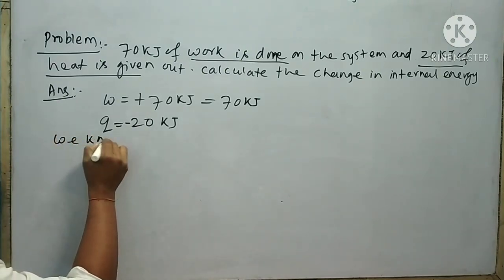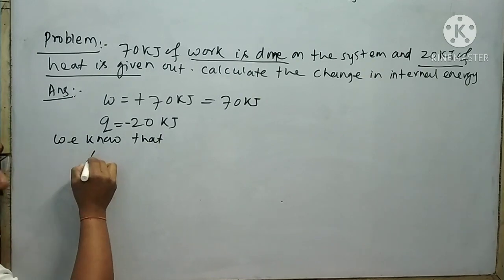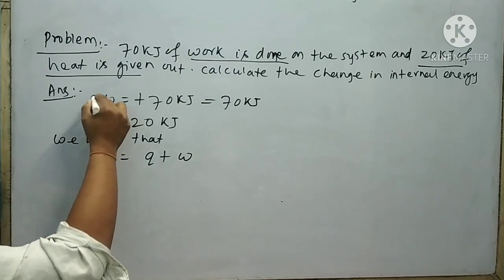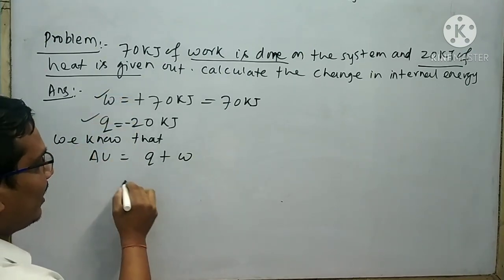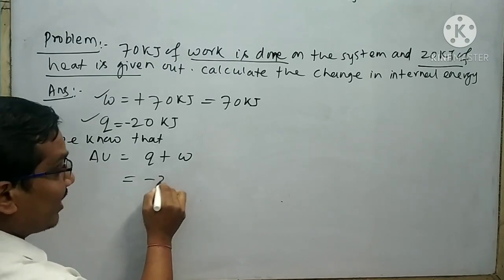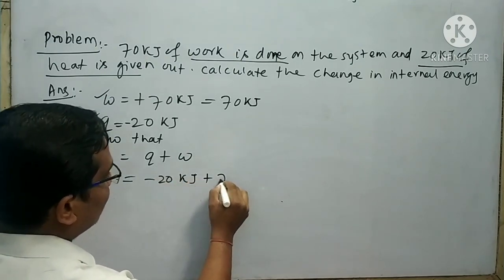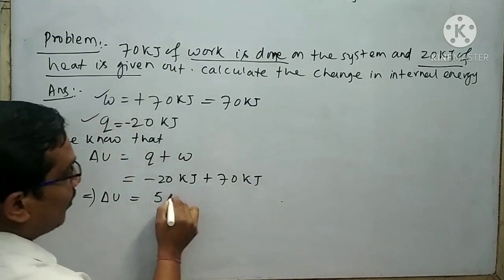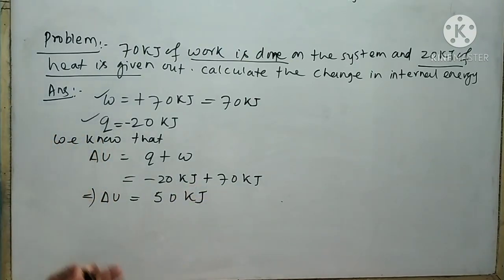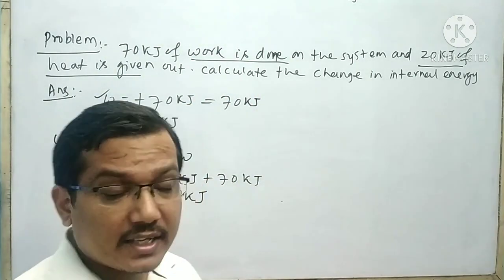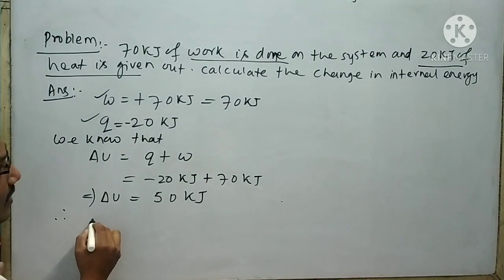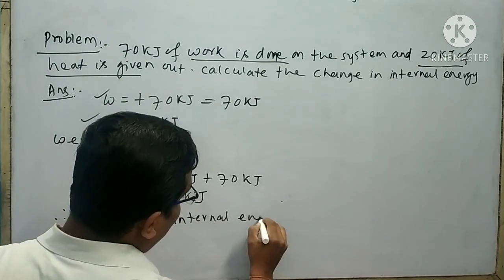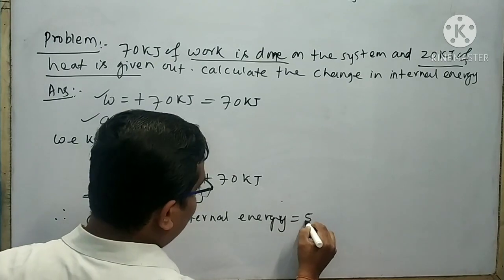We know that del U equal to Q plus W. Now put the value of Q and W in this equation. Then I can write del U equal to minus 20 kilojoule plus 70 kilojoule. That means here I can write del U equal to 50 kilojoule. In our question, calculate the change in internal energy. So here I can write change in internal energy equal to 50 kilojoule.